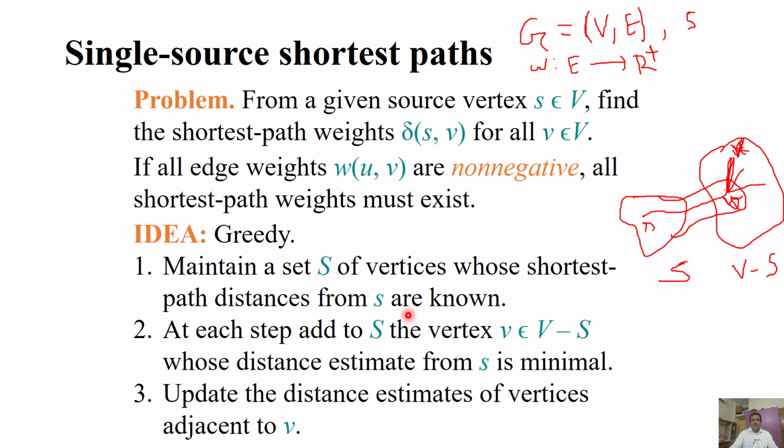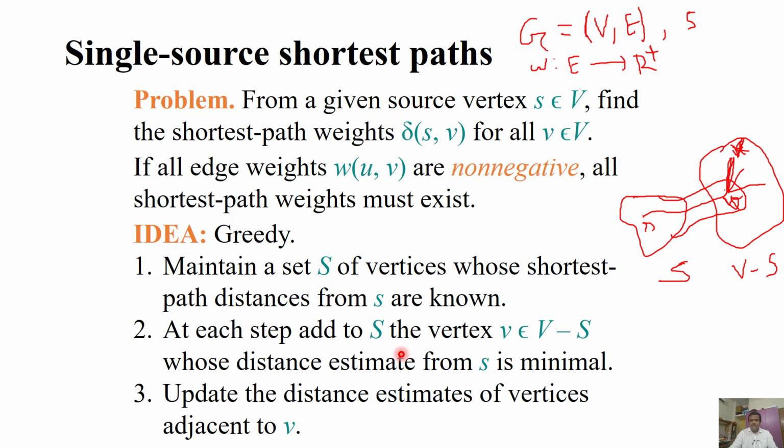So, the idea is we maintain a set capital S of the vertices whose distance estimates from the source are known. Initially, small s will be in capital S, because the distance estimate of small s from S is known, that is 0. Okay.